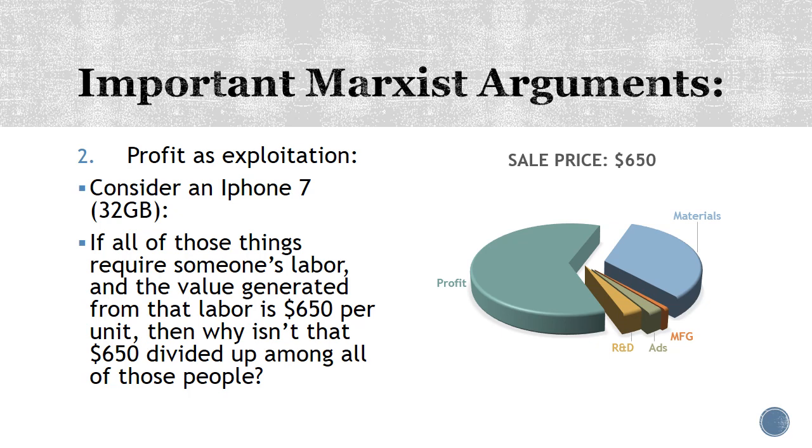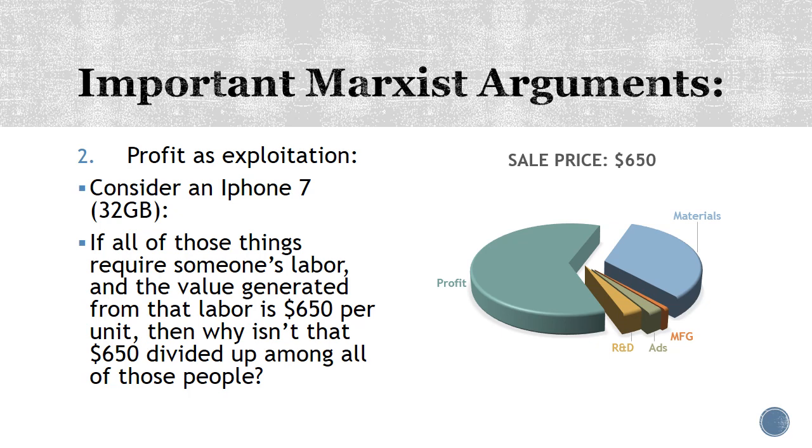They require people to actually do things for all that to be available. And if all of their labor put together generates something that is worth $650 on the market, then why aren't you dividing that $650 up among the people who actually generated the value, that actually did what was required in order to get this thing, this iPhone, to exist at all?